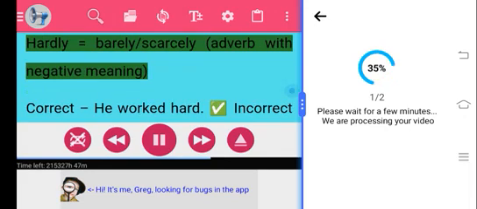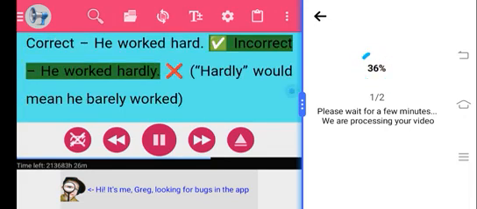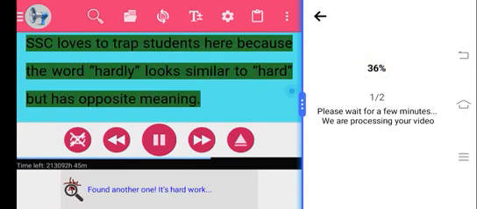4. Hard versus hardly. Hard means with effort, adverb. Hardly means barely, scarcely, an adverb with negative meaning. Correct: he worked hard. Incorrect: he worked hardly. Hardly would mean he barely worked. SSC loves to trap students here because the word hardly looks similar to hard but has the opposite meaning.